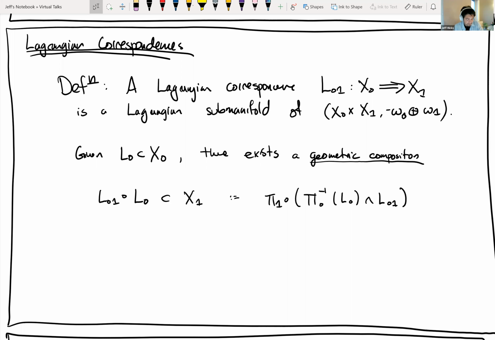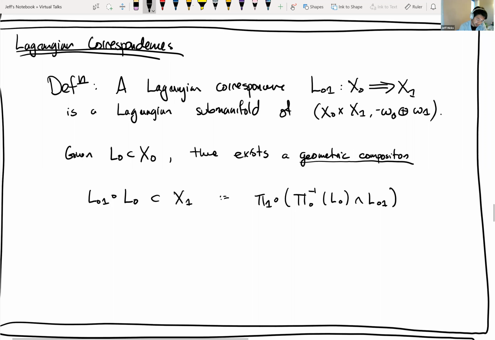A way that you can build maps between symplectic manifolds of different dimensions, or build relations between Lagrangians in symplectic manifolds of different dimensions, is to use a Lagrangian correspondence. A Lagrangian correspondence is a Lagrangian inside of the product of two symplectic manifolds, where the symplectic form has been flipped on the first factor.